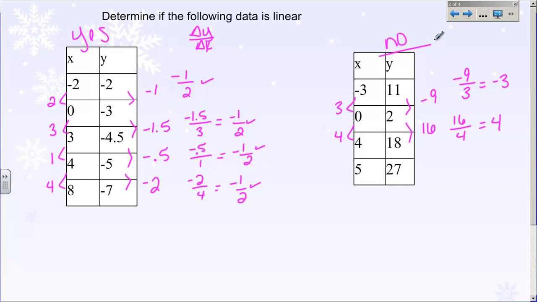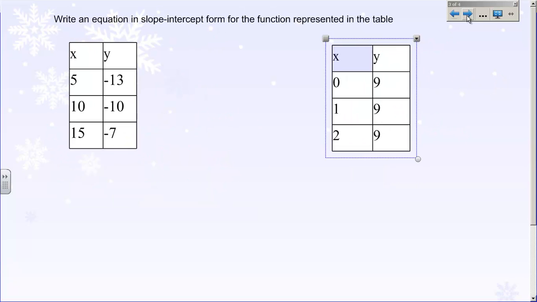If I were to plot these points on a graph, they wouldn't make a straight line. That's what I'm saying. So if you're asked to find out if it's linear, check your slopes. Make sure your slope or your rate of change is identical all the way through. Now let's write some equations.